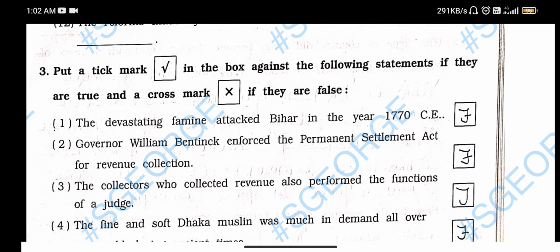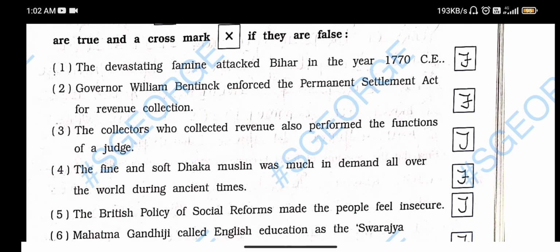Governor William Bentinck enforced the Permanent Settlement Act for revenue collection. No, he was not. That was Lord Cornwallis. The collector who collected the revenue also performed the function of the judge. Yes, true answer. The fine and soft Dhaka muslin was much in demand all over the world during ancient times. Absolutely right answer. Our spices were in great demand during ancient India.